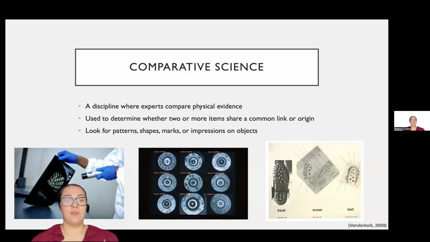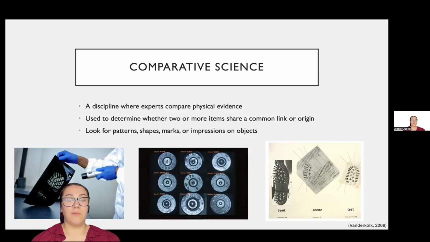Forensic scientists in this field look for different characteristics on these objects to help answer this question. Now, the characteristics that they look for are patterns, shapes, marks, impressions that are left on objects or on surfaces. Some examples of evidence that can be analyzed in this discipline would be fingerprints, so that you would compare the fingerprint found at a crime scene, or tool marks, where tool marks can be compared to a tool that could have possibly been used at a crime scene.